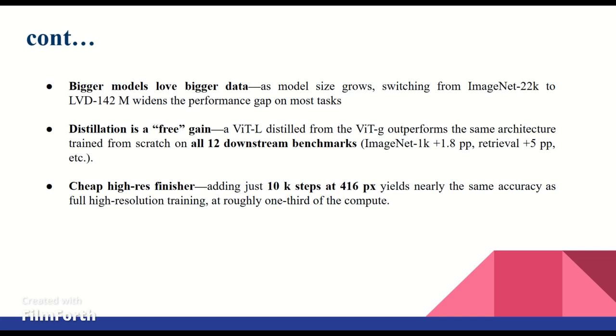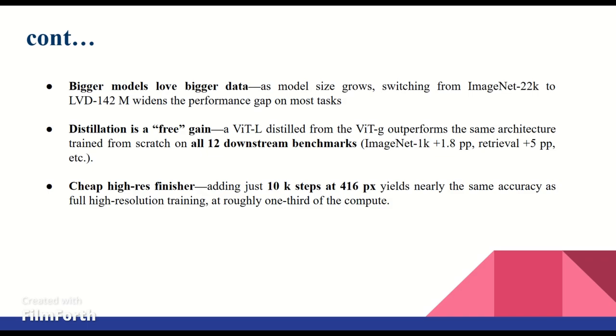Okay, so next point is distillation is a free gain. So distillation turned out to be a huge win. A smaller ViT-L model distilled from a ViT-g outperformed the same model trained from scratch across all 12 benchmarks. This means we can get the performance of a large model in a smaller, faster model, for free compute-wise.